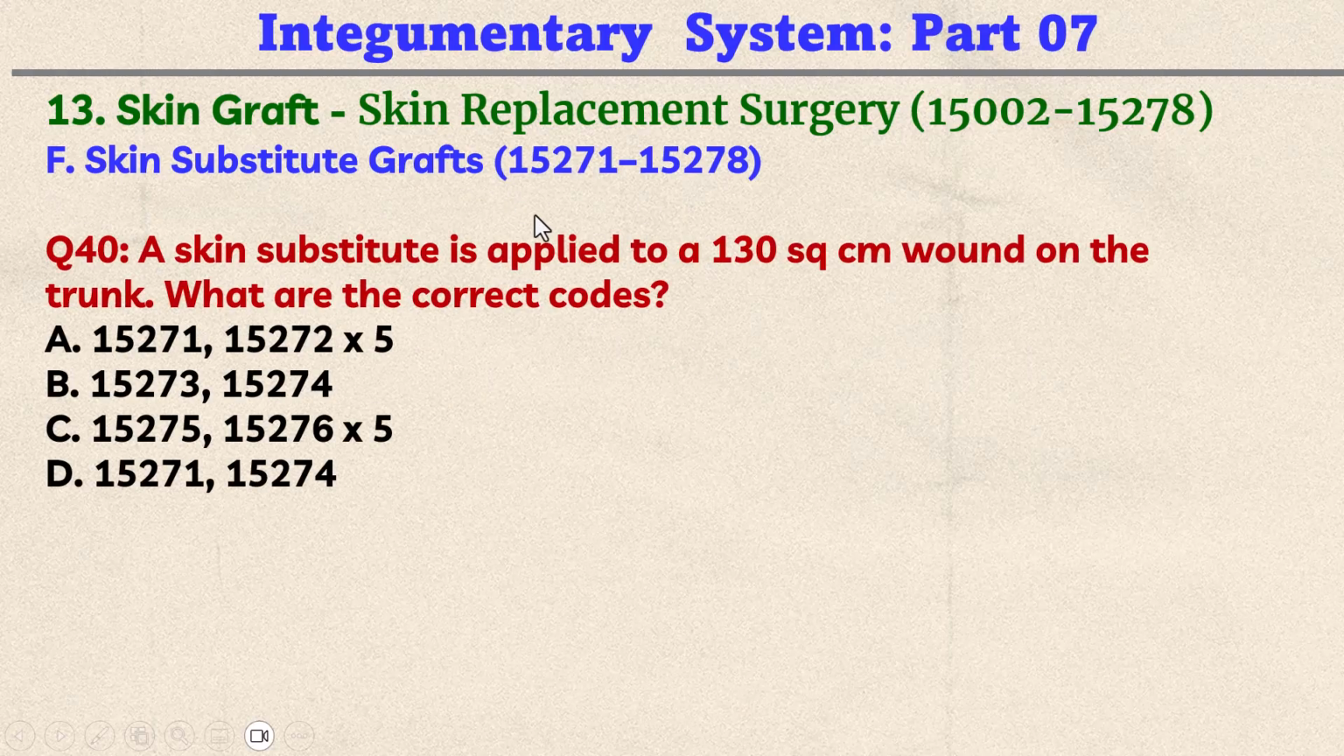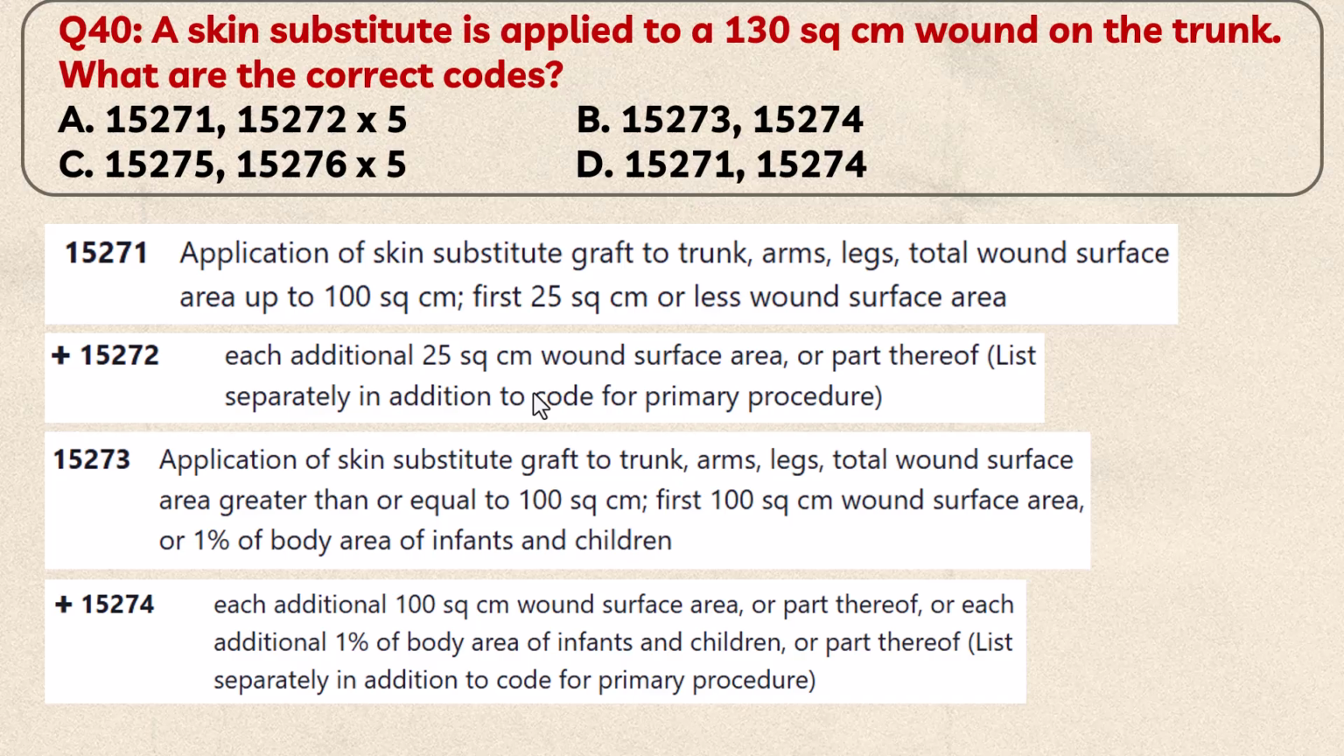Question number 40. A skin substitute is applied to a 130 square centimeter wound on the trunk. What are the correct codes? So there are answers available. Take your CPT codebook and find the answer. So here, when you go to the codes, 15,271 is application of skin substitute graft to trunk, arms, legs, total wound surface area up to 100 square centimeter, first 25 square centimeter or less wound surface area.